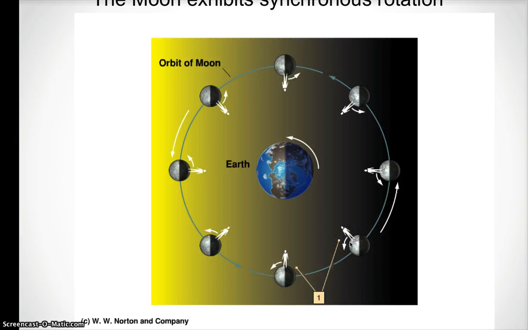The moon exhibits what we call synchronous rotation, which means that it takes the same amount of time for the moon to revolve around the Earth as it does to rotate on its axis. That means that the same side of the moon is always facing the Earth. This has to do with the gravitational interaction between the Earth and the moon keeps the same side facing the Earth.